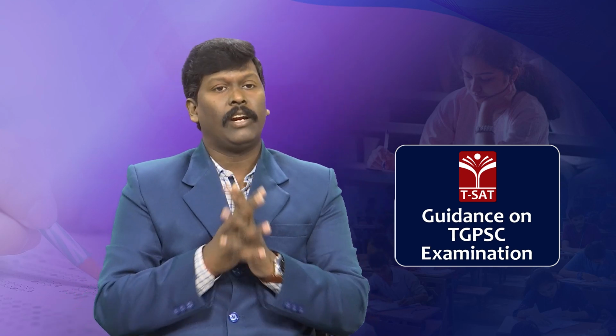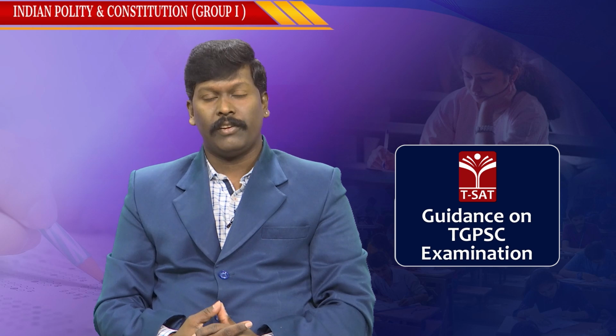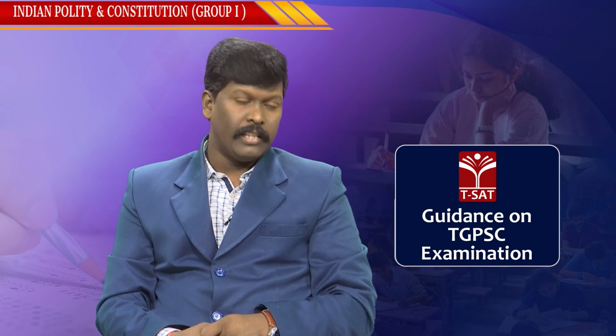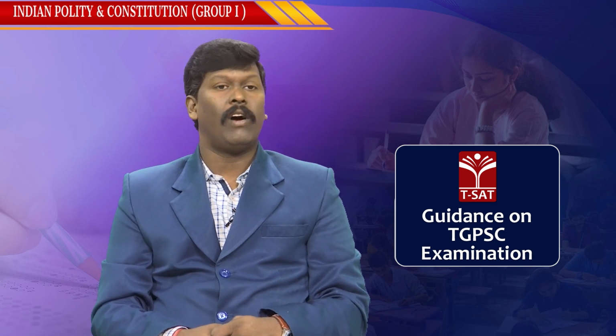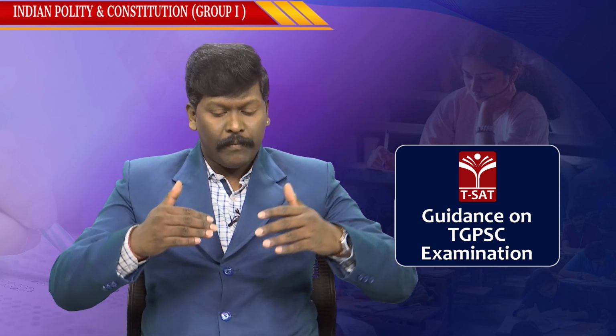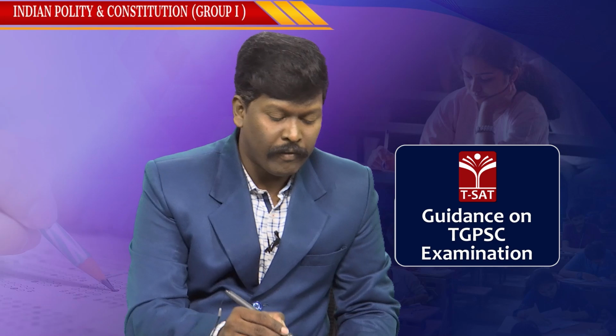What is Article 256? Article 256 of the Constitution says that the state laws or state policies shall be aligned with the center. The state law should comply with the center. It cannot go against the center. All the policies of the state shall be aligned to the center. Now, what is Article 257?